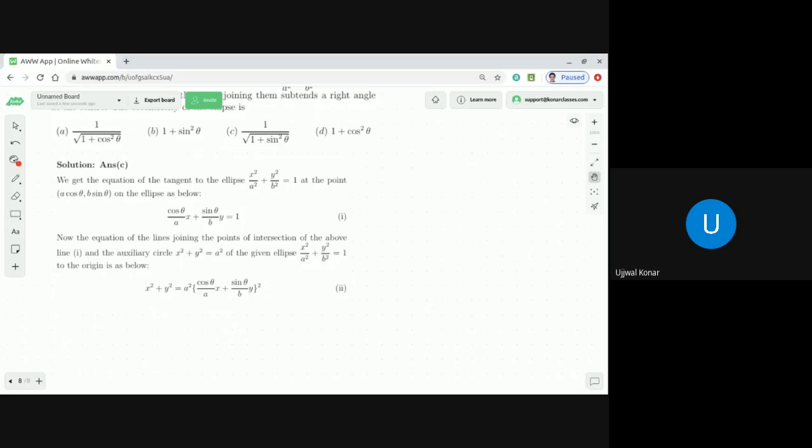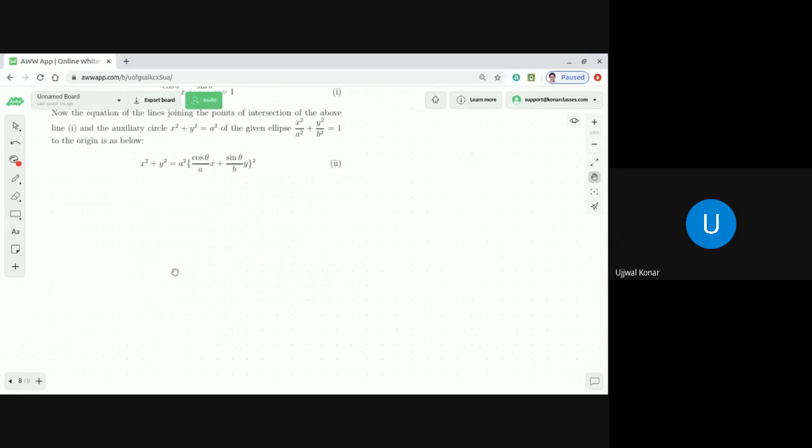joining the points of intersection of the above line 1 and the auxiliary circle of the given ellipse. So you will write x square plus y square equal to a square into 1. Instead of 1, we should take that value of 1 as cos theta by a into x plus sin theta by b into y from the equation number 1. And that is one of the most important points here to proceed with the solution further.